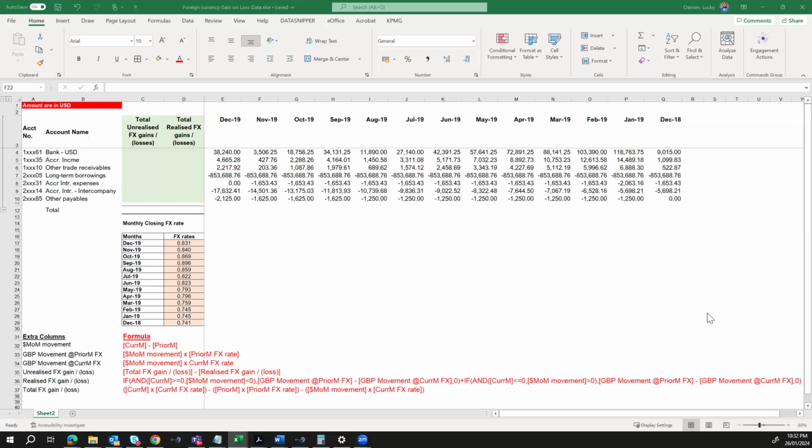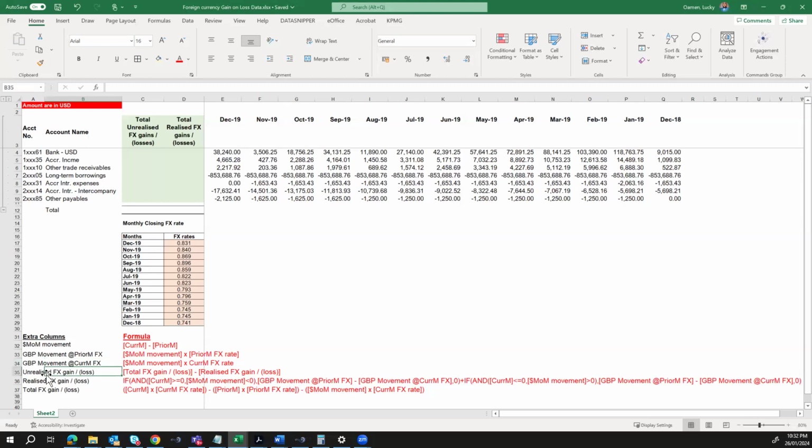Then we've also put across some formulas to help us determine what our total FX gain or losses would be by adding extra 6 columns in between each month. The first one is the movement in the month. That is comparing the prior month against the current month to see what the movement in dollar terms is. Then the next step is to convert this movement using the previous month exchange rate and also the current month exchange rate.